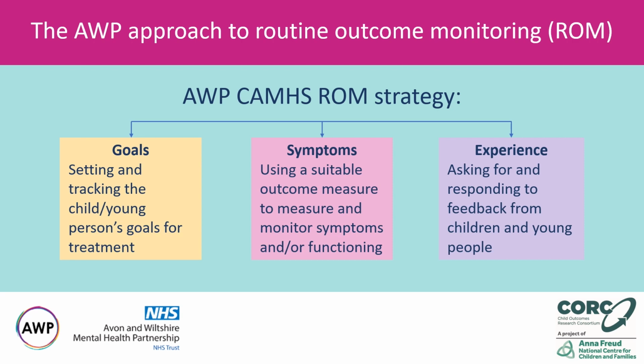Now let's explore the AWP approach to routine outcome measuring and monitoring across all children and young people's mental health services. The strategy is based upon collecting and using 3 types of measure. Firstly, it is expected that staff use the goal-based outcome measure, or GBO, to set and track the child or young person's treatment goal. Goals have enormous potential and can be used in all contexts and settings. Let's explore this a little more in a moment.